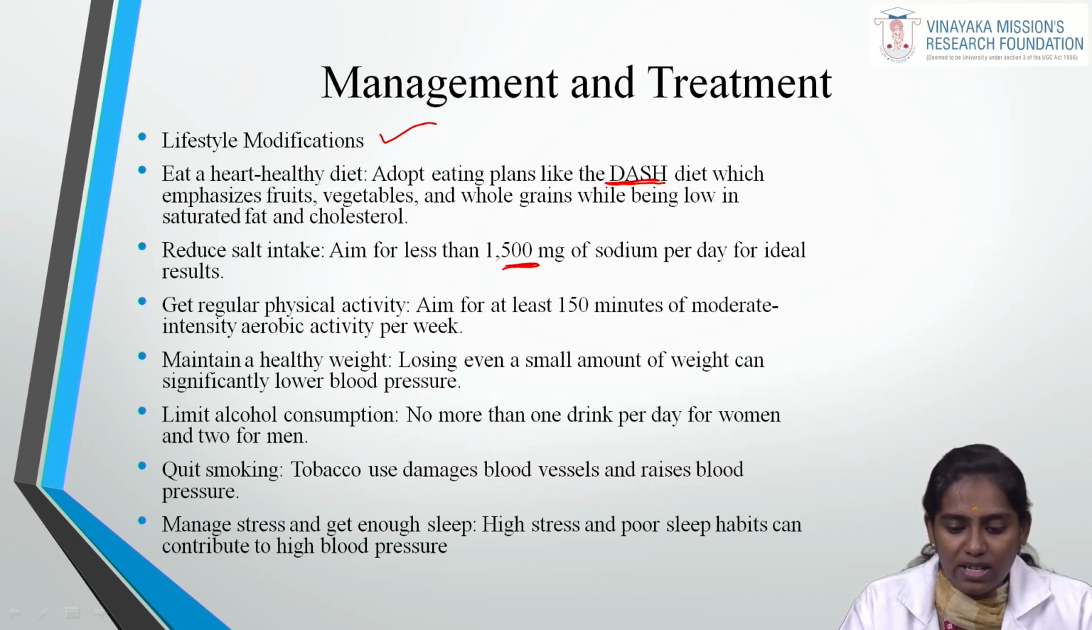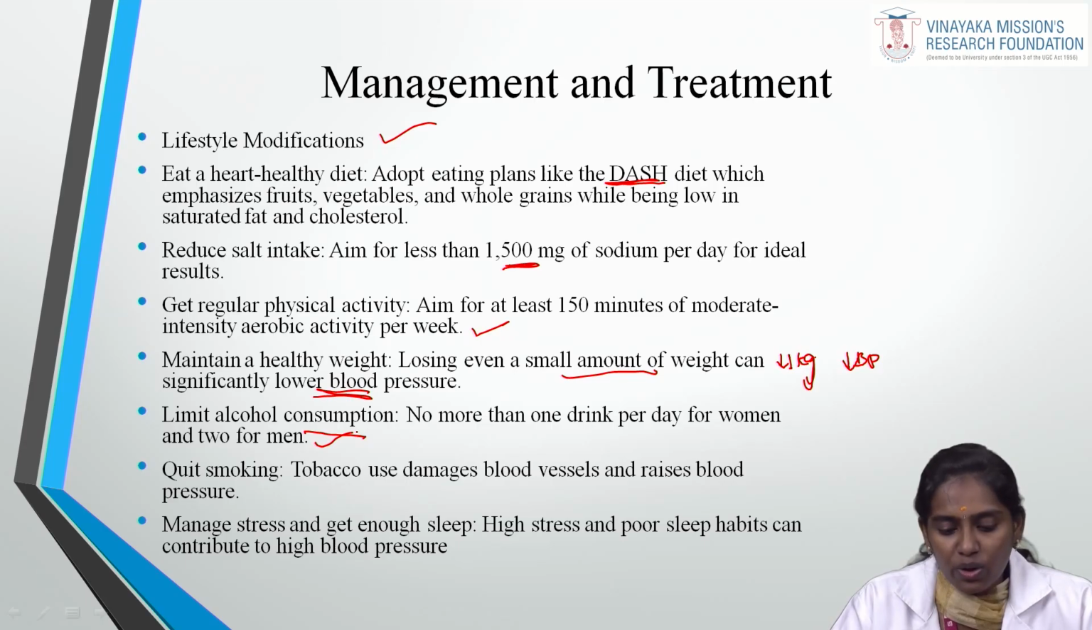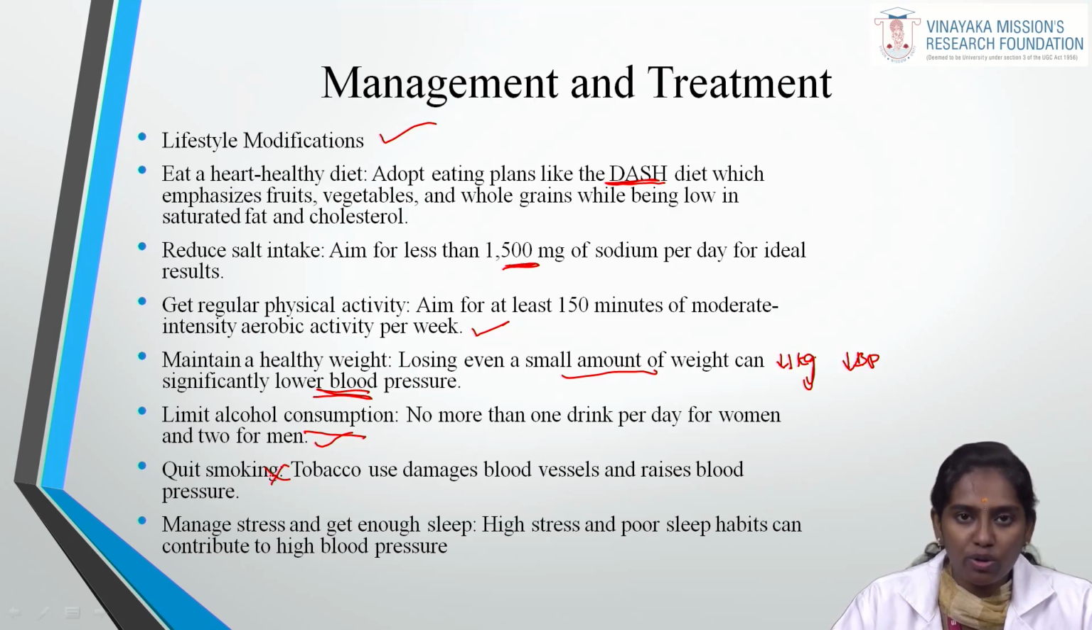Then get regular physical activity. Aim for at least 150 minutes of moderate to intense aerobic activity per week. Then maintain a healthy weight. Losing even a small amount of weight can significantly lower blood pressure. Even if you reduce 1 kg, you will have a variation in BP. That is the meaning. Then limit alcohol consumption: no more than 1 drink per day for women or 2 for men. Then you have to quit smoking. Tobacco use damages the blood vessels and raises the blood pressure, so you have to quit smoking. Then manage stress and get enough sleep. High stress and poor sleep habits can contribute to high blood pressure.